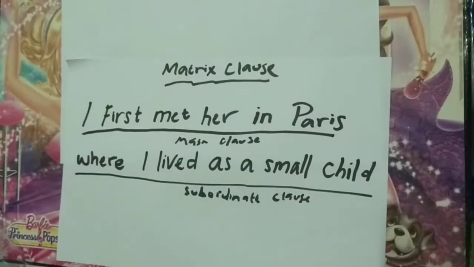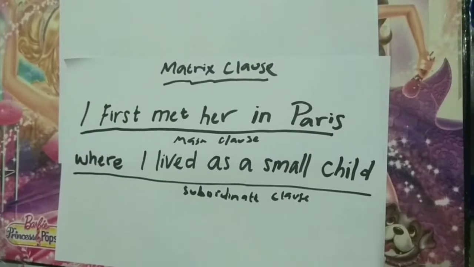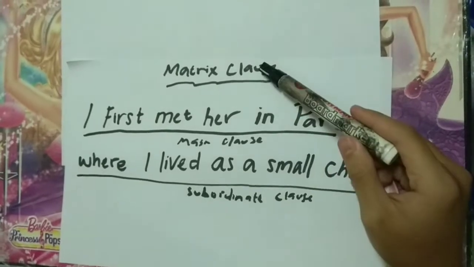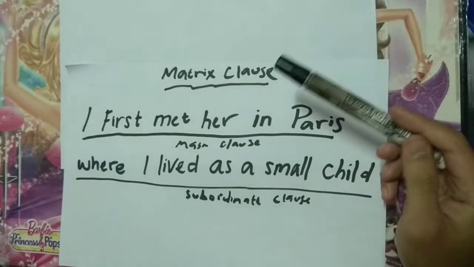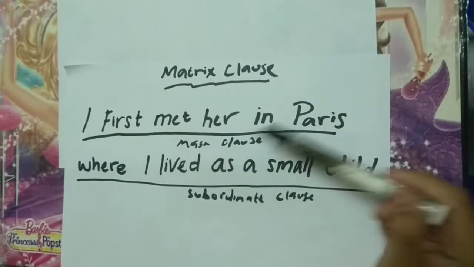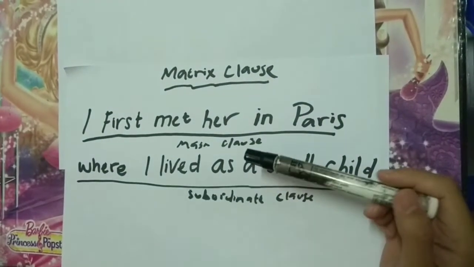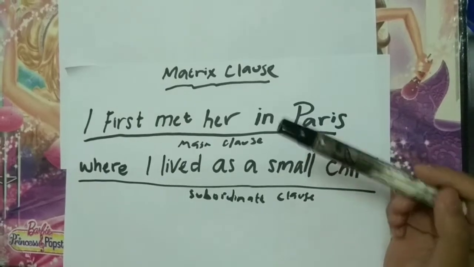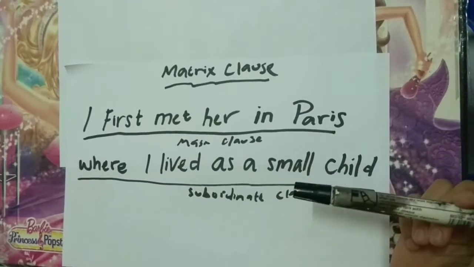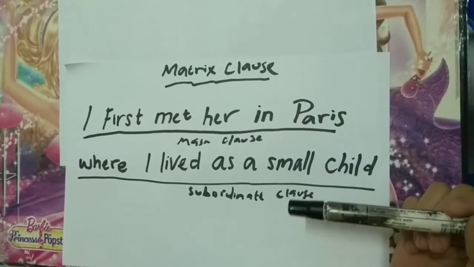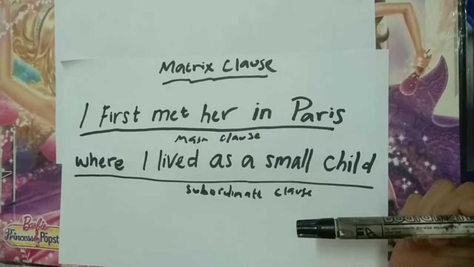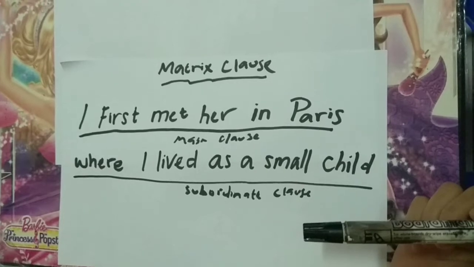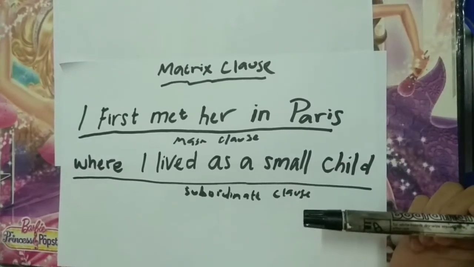First we are going to talk about matrix clause. A matrix clause is a clause consisting of a subordinate clause which has a main clause inside it. So let's see the first sentence. I first met her in Paris, where I lived as a small child.